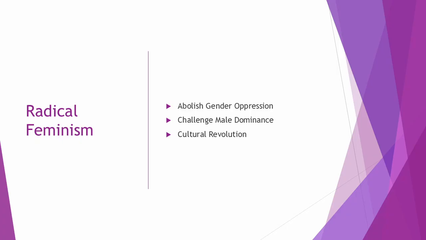Radical feminism is a strand of feminism that believes the biggest problem facing society is gender inequality. The radical feminist view on sex and gender is that gender is the root of women's oppression and must be abolished entirely. The radical feminist view on patriarchy is that it is the most fundamental and universal form of oppression that shapes all aspects of life.